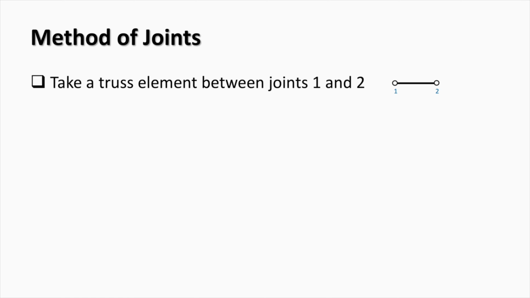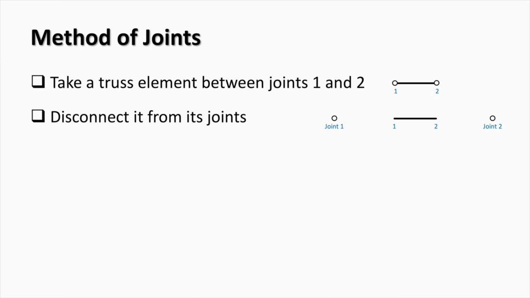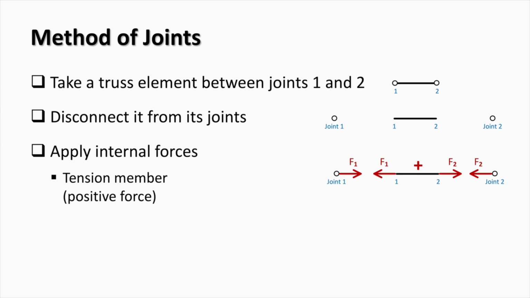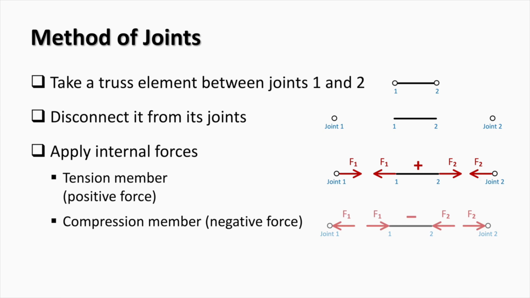Let's now discuss how to apply the internal forces on the joints. We take a truss bar connected to joints 1 and 2, as you can see here. First, the truss bar is disconnected from the joints. Then, the internal forces are applied in such a way that after the joints are connected back to the bar, the forces cancel each other. Therefore, a tension member will have the following arrangement of forces, where the joints are loaded by a force pointing outwards, and in the arrangement of forces in a compression member, the joints are loaded by a force pointing inwards.